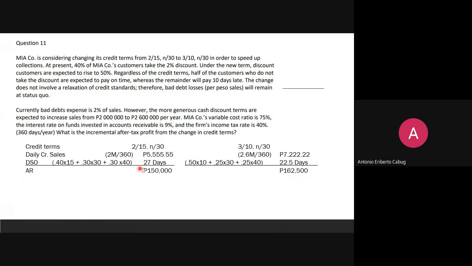AR therefore, 27 times 5,555.5555, 150,000. After, AR after is 7,222.22 times 22.5, 162,500. Mapapansin nyo na yung AR natin ay tataas dahil sa mga pagbabago na to. Due to the changes in your credit terms, we expect the AR to rise from 150K to 162,500.